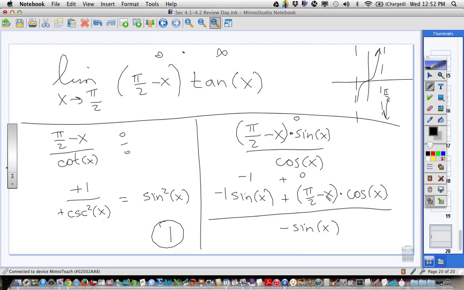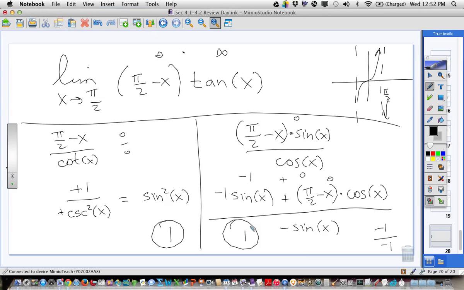Pi halves minus pi halves is 0, times cosine of pi halves, which is 0, so negative 1 plus 0, that's negative 1. Sine of pi halves is 1 with a negative on it, that's negative 1. Negative 1 divided by negative 1. Sure enough, same answer.